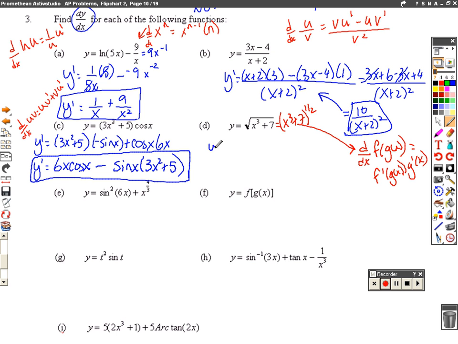Okay, so let's look at y prime. Outside function is something to the 1/2 power. Bring that 1/2 down. Inside stays the same. Outside, negative 1/2. Times that by g prime of x, the derivative of the inside. Derivative of x cubed is 3x squared. All right, put it all together. We have 3x squared up top, and we have 2 times the square root of x cubed plus 7 in the bottom.